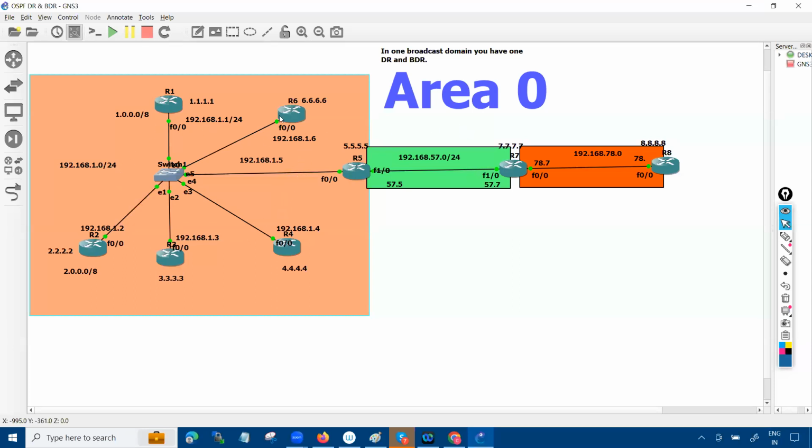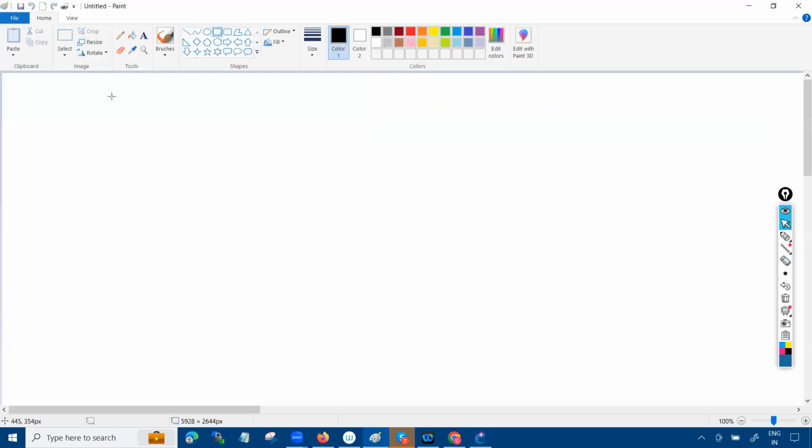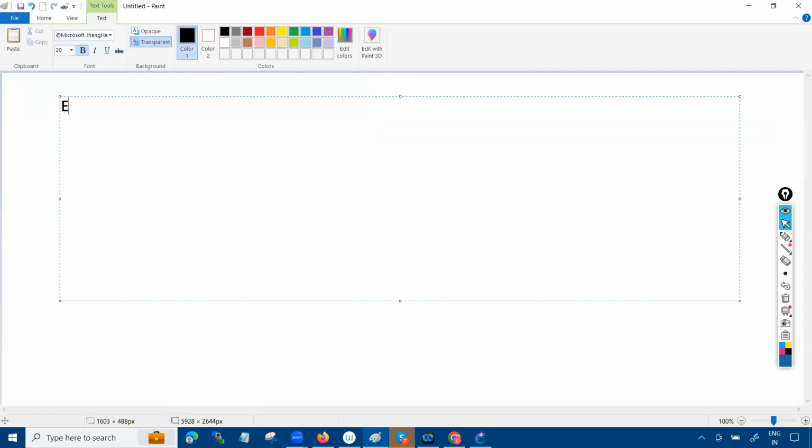In one broadcast domain, to manage it, we have a DR, and for the DR we have a backup DR. If the DR goes down, the backup DR will take the role of the DR, and another router will become the BDR. So what is the election criteria of the DR and BDR? If you guys remember, the higher priority will take precedence. That's the election criteria of the DR and BDR. So the first is going with the higher priority.